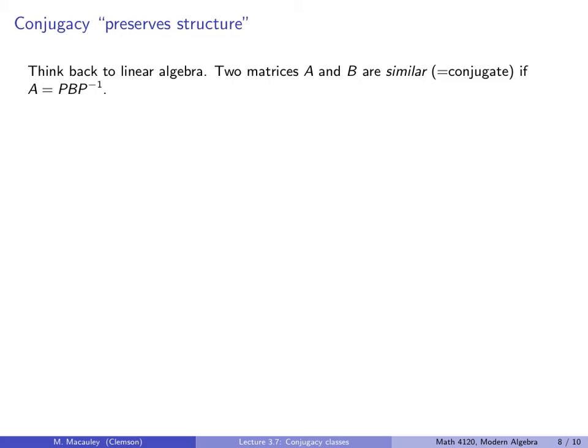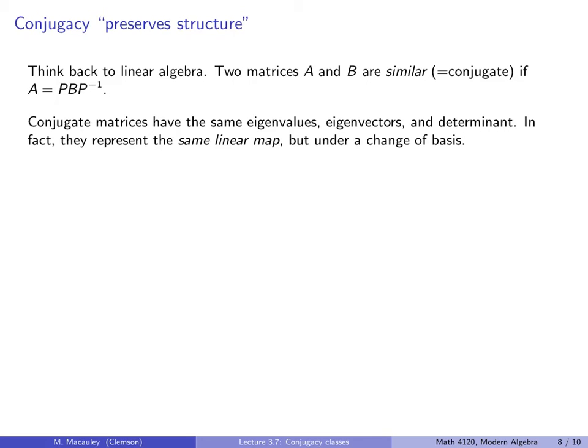Now, conjugate matrices have the same eigenvalues and the same determinant. In fact, they represent the same linear map, but under a change of basis. And this little detail is something that you might not have seen in an undergraduate linear algebra class, but it is nonetheless very important. If two matrices are similar, then they actually represent the same linear map, but with respect to a different basis.